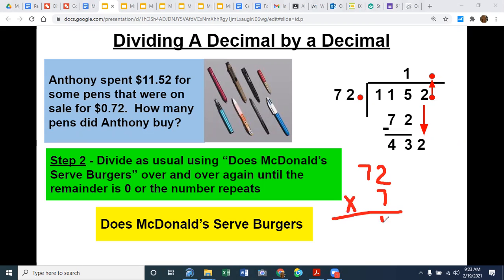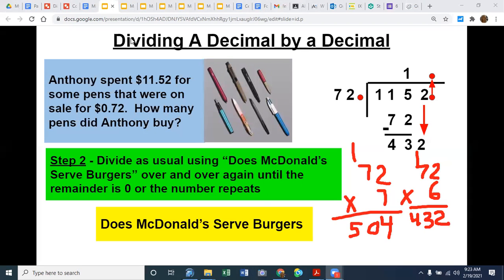2 times 7 is 14. Carry the 1. 7 times 7 is 49 plus 1 is 50. So that's 504. That's over 432. So what if we tried 72 times 6? I have a feeling that might be over just a teeny bit. Let's see. 2 times 6 is 12. Carry the 1. 7 times 6 is 42 plus 1 is 43. Oh, look at that. It's exactly 432. So that's the number we'll use, 6.